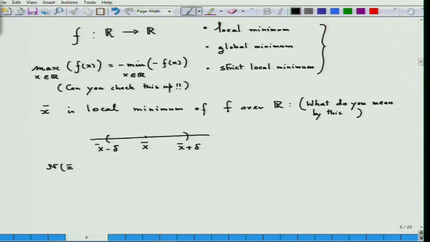which we usually denote as N(x bar), is an open interval of this form. I will call it delta, because I have kept the distance delta, it is called the delta neighborhood of x bar.